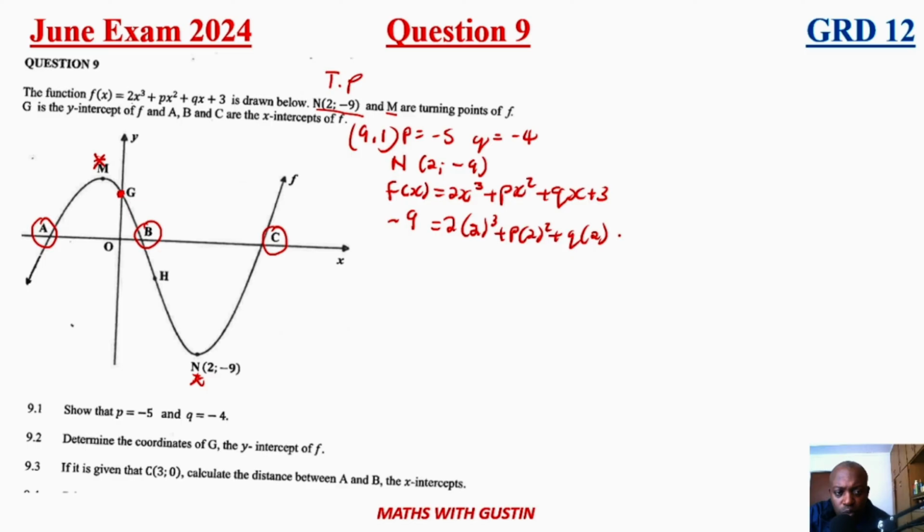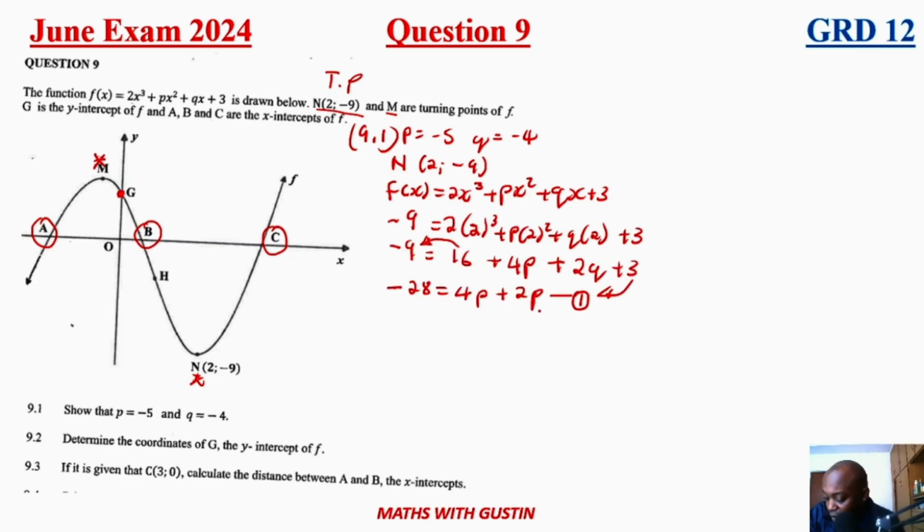If we simplify this, we have -9, and then 2 cubed gives us 8, and 8 times 2 gives us 16, plus 2 squared gives us 4, and 4 times p gives us 4p, plus 2q, plus 3. Therefore we take all the unknowns on one side, 16 to that side, and also 3 to that side. At the end of the day we have -28 equals 4p plus 2q. When you get here, you've got 2 unknowns, so we're going to mark that one as equation number 1.